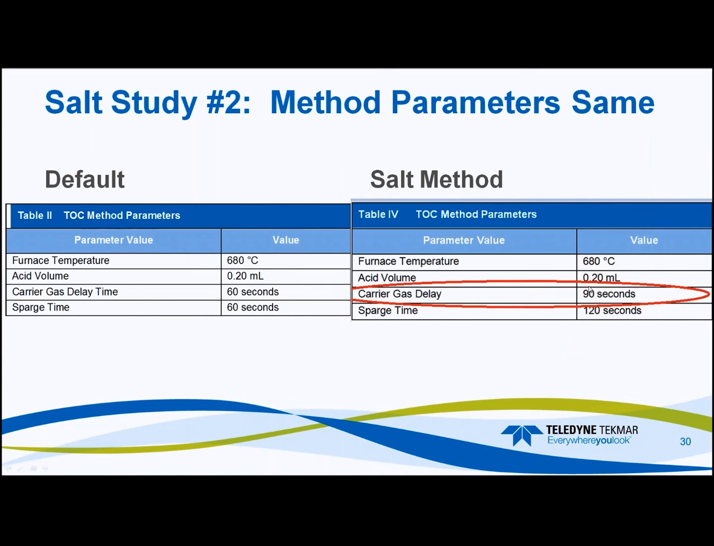We actually did the carrier gas delay at 90 seconds. For this larger sphere catalyst, we were able to shorten 30 seconds off of the actual time that it sat in the combustion tube in order for that oxidation to take place. All other parameters remained the same.